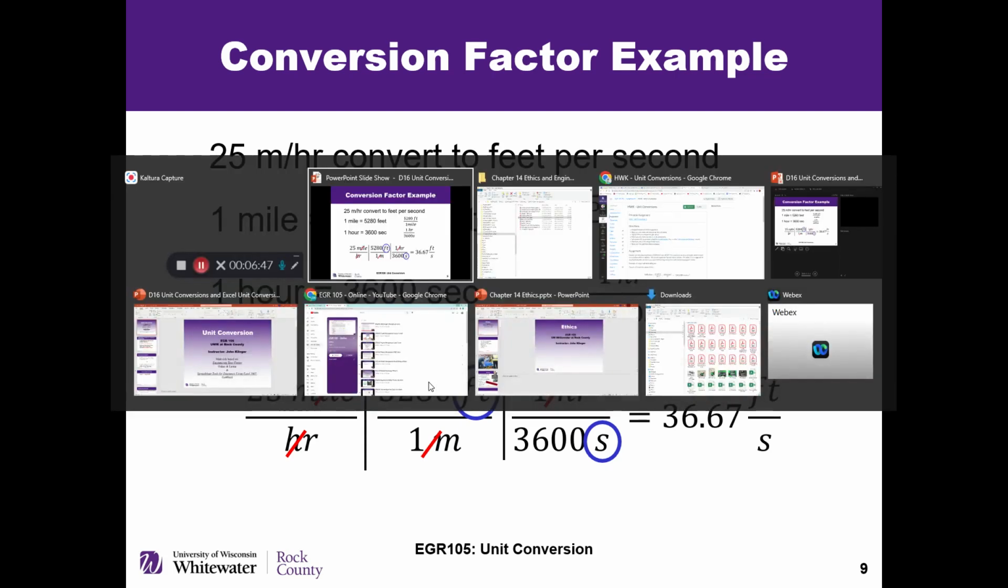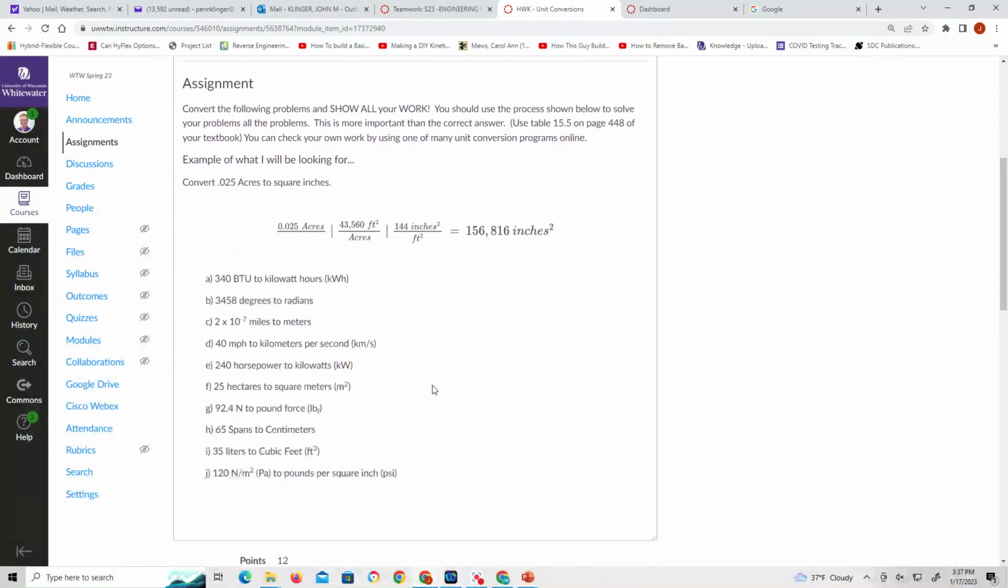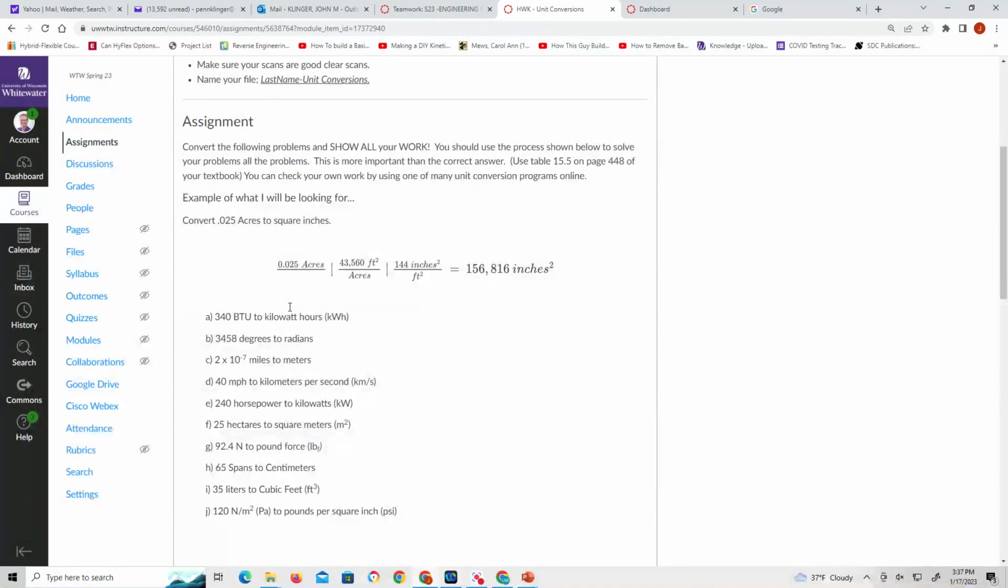So let's quickly look at the homework. Here's the homework. And you'll see there are these problems A through J. I have an example of how I want you to solve these types of problems. I want you to set it up this way.